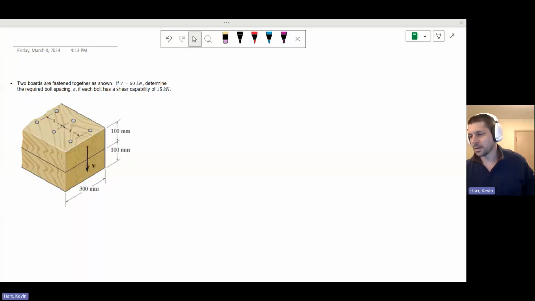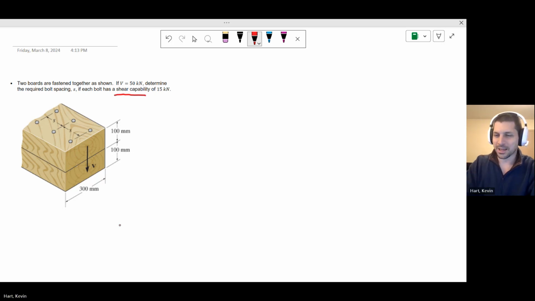So here's the idea. We've got these two boards fastened together, as you can see. The shear load that I'm applying here, the transverse shear load, V, is 50 kilonewtons, and we want to determine the required bolt spacing S if each bolt has a shear capability, what a great word, of 15 kilonewtons. I was being a little sarcastic with that word. Shear capability, love to see that.